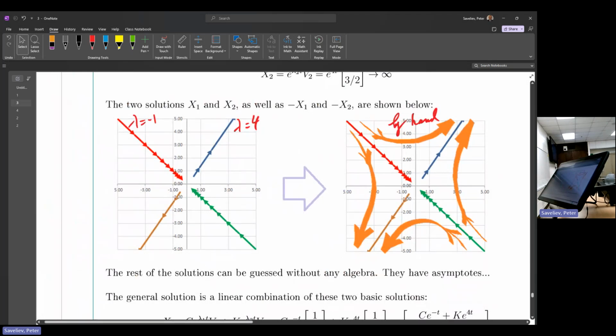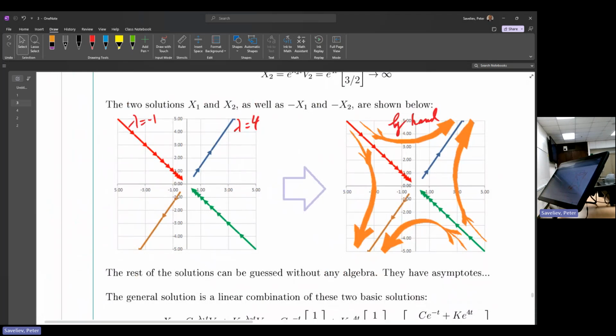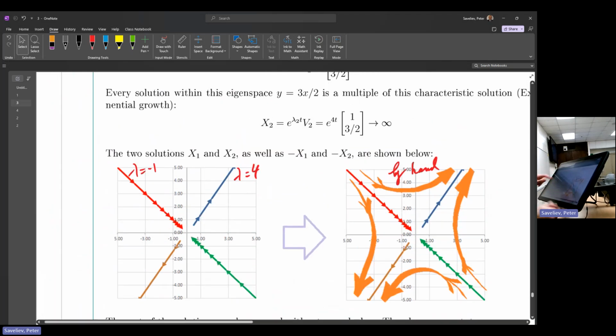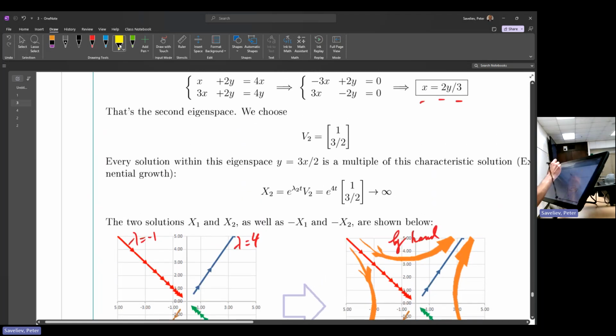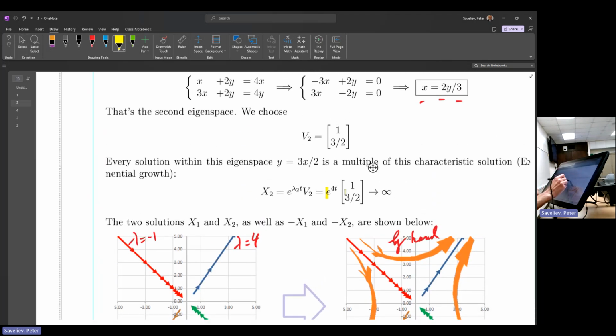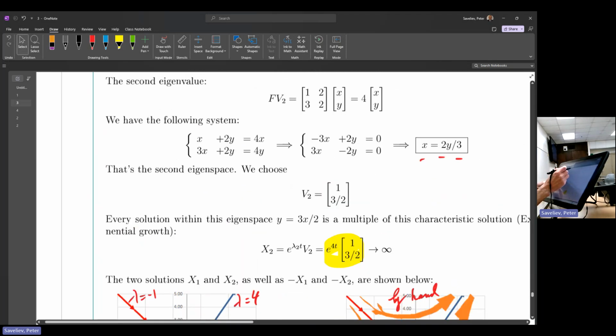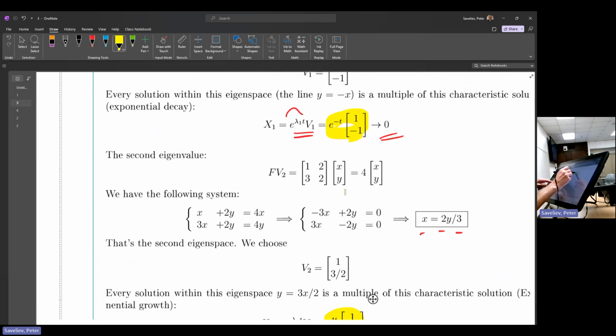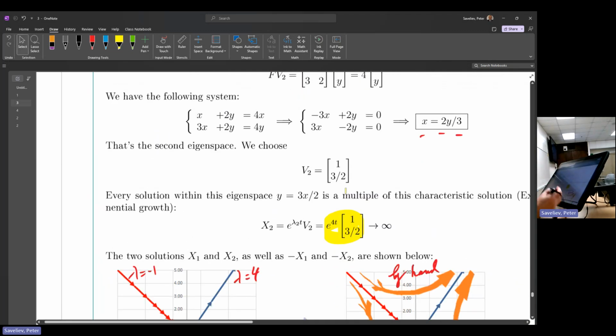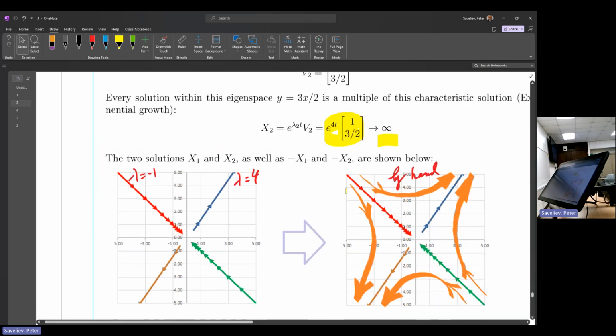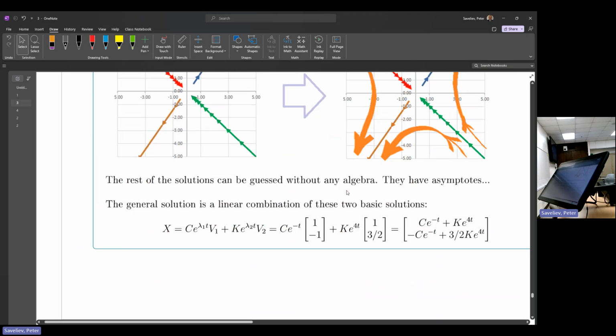Once again, the solution within each of the eigenspaces is simply exponential functions, which I already pointed out. So number one for the second one is this, for the first one is that. The first one converges to 0. This one is the opposite, it goes to infinity. And then we just do a linear combination, and the problem is solved in an algebraic fashion.